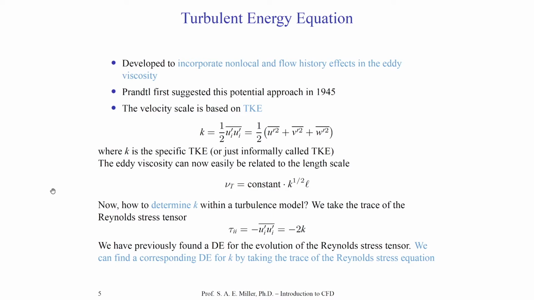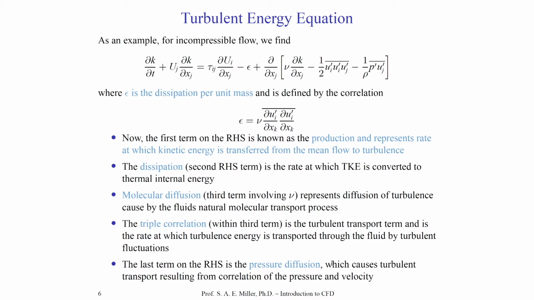So we found and formed previously a differential equation for the evolution of the Reynolds stress tensor. You might imagine that we can also find a corresponding partial differential equation for turbulent kinetic energy by taking this trace of the Reynolds stress tensor. So please review the previous class and look at the derivation of the Reynolds stress equation. All we might do is take the trace of that equation across all terms, and of course then we would find the equation as a partial differential equation for the scalar of turbulent kinetic energy, instead of a tensor equation.